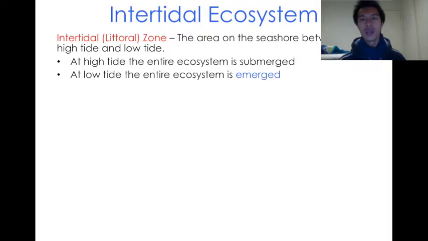Now we define it as being the area along the seashore that's between the high tide and the low tide. So the intertidal zone sits between the shore, which is past the high tide mark, and also between the sea or the ocean, which is past the low tide mark. And so what you would expect in this particular ecosystem is that at high tide, the whole ecosystem is submerged, and then at low tide, the whole ecosystem is emerged. That is, it is completely outside of the water.